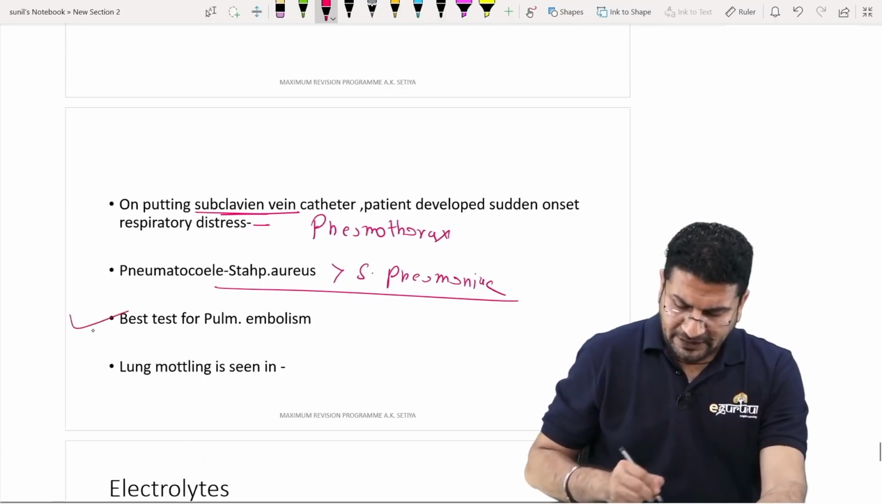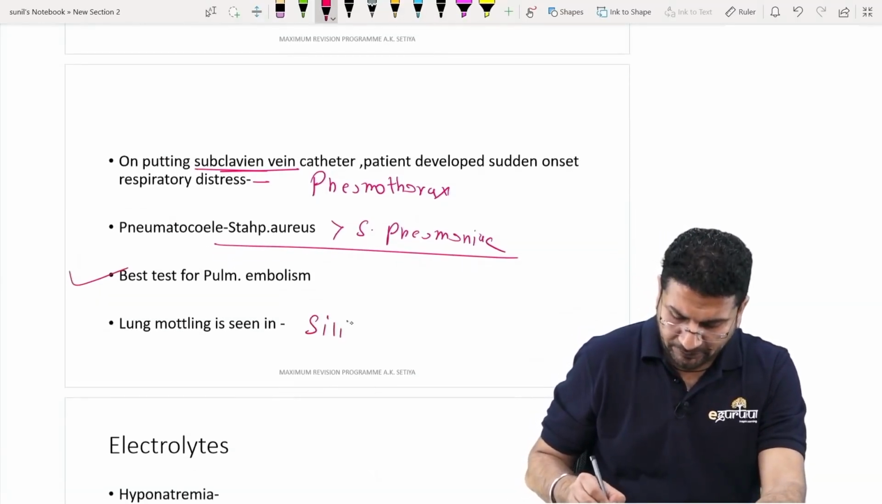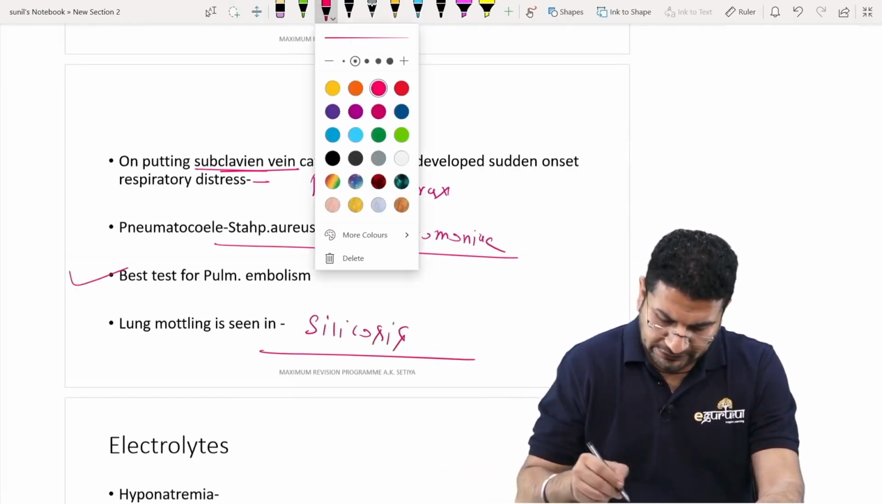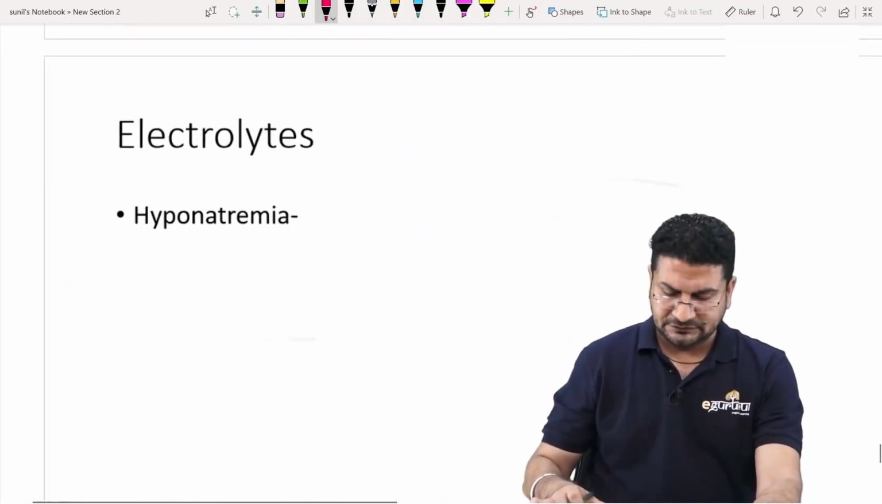Best test for pulmonary embolism is pulmonary angiography. Lung mottling is seen with pneumoconiosis, so remember lung mottling is a feature of silicosis. Okay, then the most difficult and the dangerous topic that they ask in exam is electrolytes. So let's see once again.